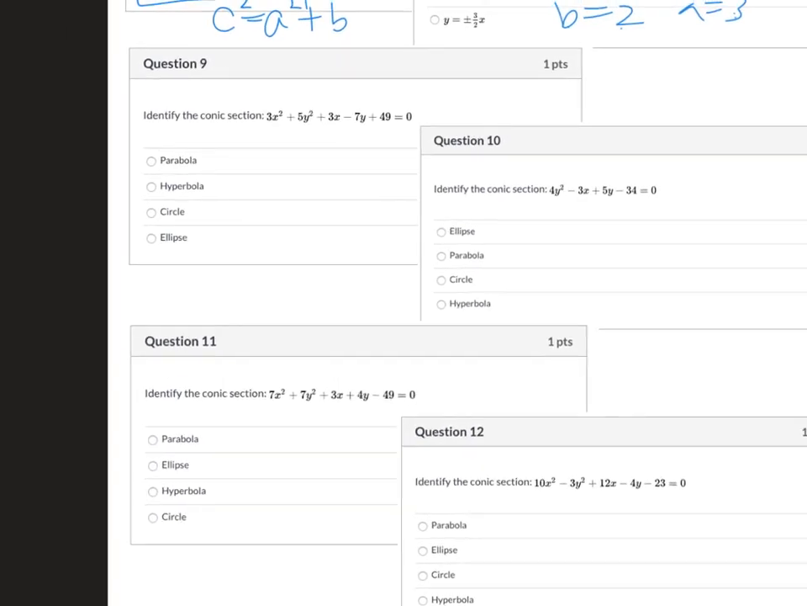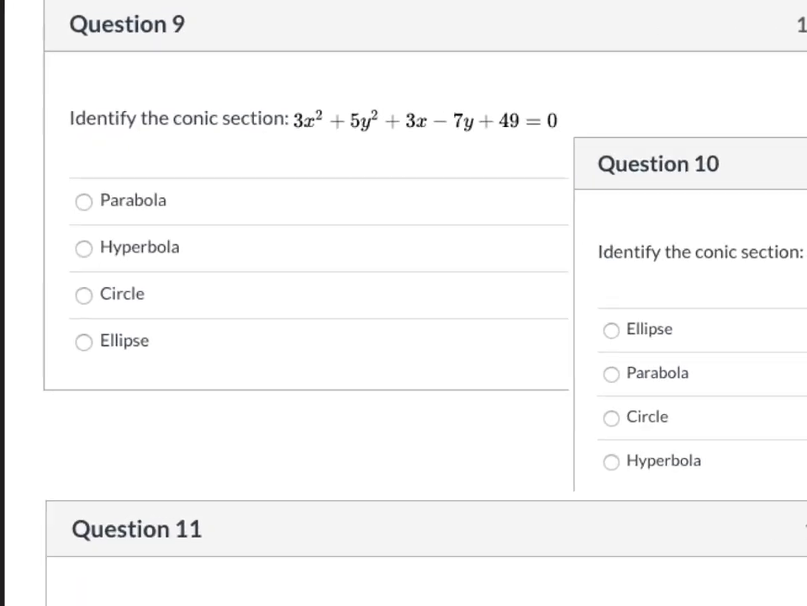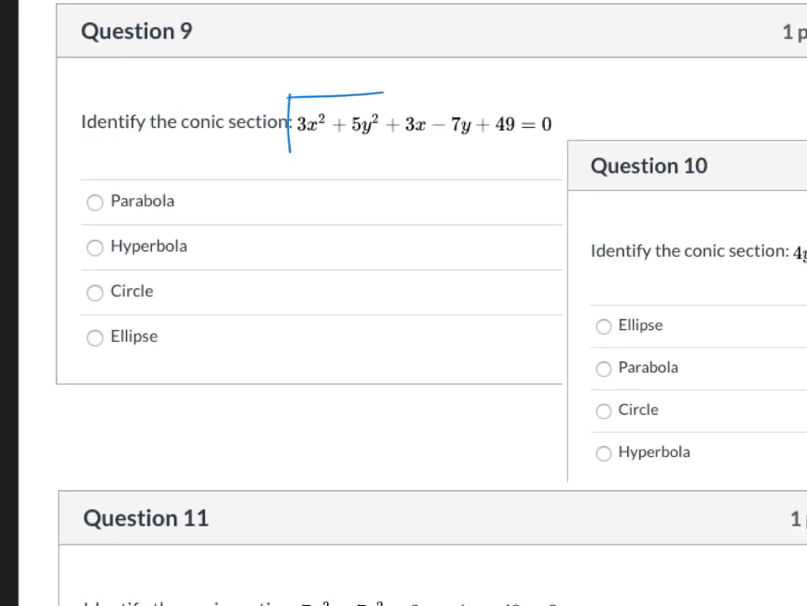All right, and the last 4, you just had to identify which conic section it is. And for this one, you want to just look at the squared parts. You don't care about anything else, just the squared, okay? And in between the terms is a plus. Well, first of all, there's 2 squared terms, so we know it's not a parabola. Remember, a parabola only has 1 squared term. A hyperbola has a minus in the middle, so it's not a hyperbola.